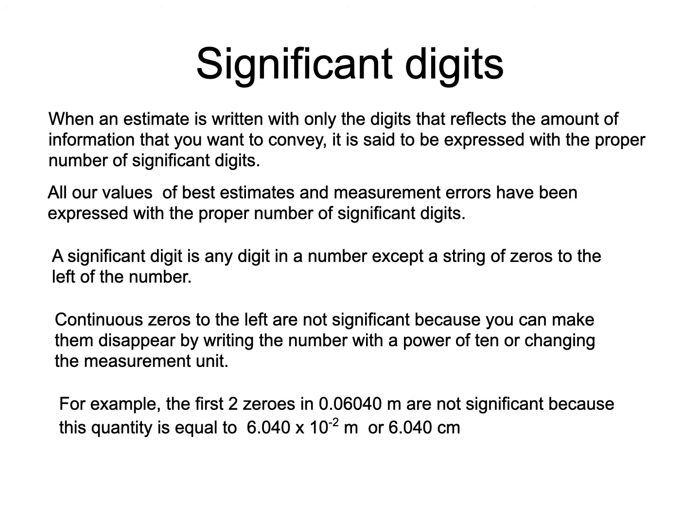If you take the number 0.06040 meter, for example, the 2 zeros to the left can disappear by using the factor 10 to the minus 2, like in 6.040 times 10 to the minus 2 meter, or by using centimeter instead of meter, like in 6.040 centimeters. Please note that the 0 between the digits 6 and 4 is significant, and so is the 0 to the right of the number.